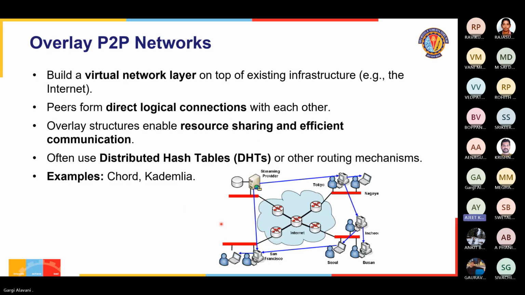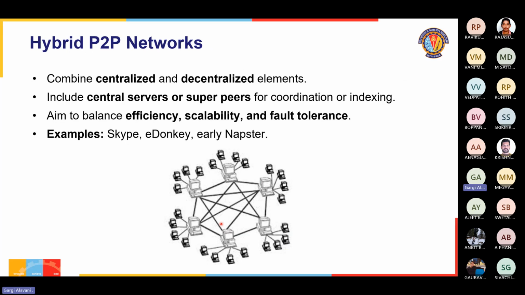Ma'am, can you go to the previous slide? Yes. How is this fault tolerance going to work here? Because for one server, it's a kind of single point of failure. If the master is down, then what is going to happen to the connected peers?